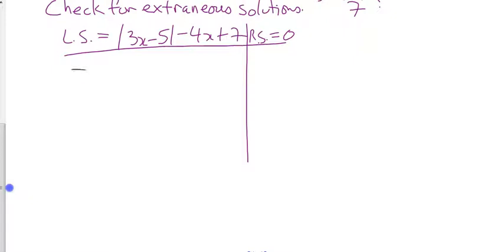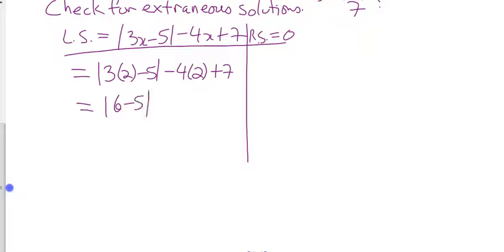So we think that x is 2. Everywhere we see an x, we're going to put in a 2. And what do we get out of this? We get 1 minus 8 plus 7, which is equal to 0. So this one does check. So 2 is a solution to the equation.